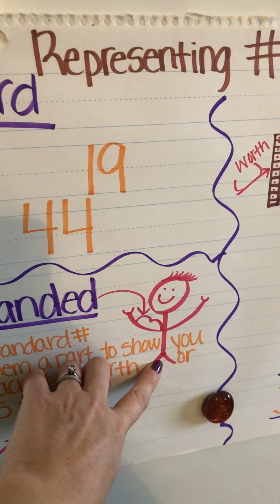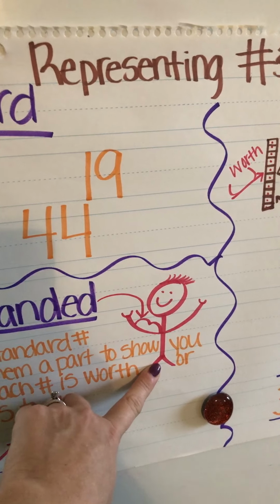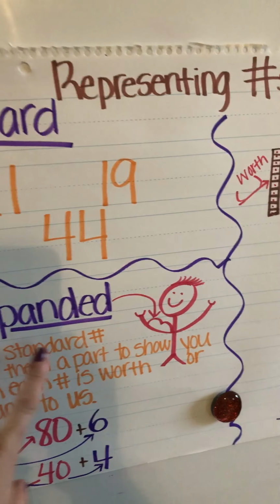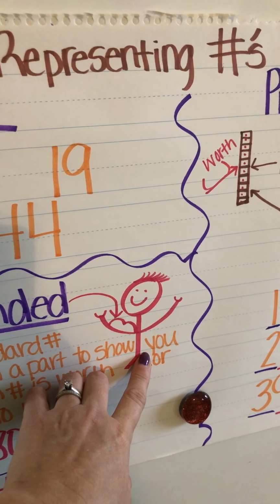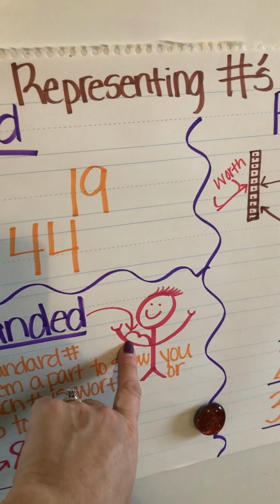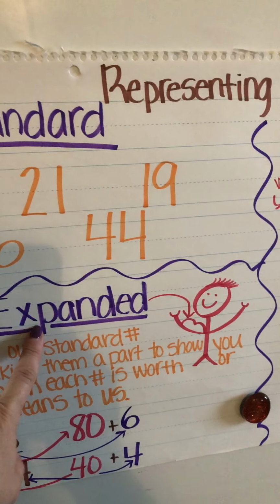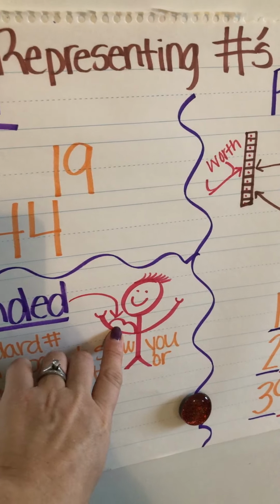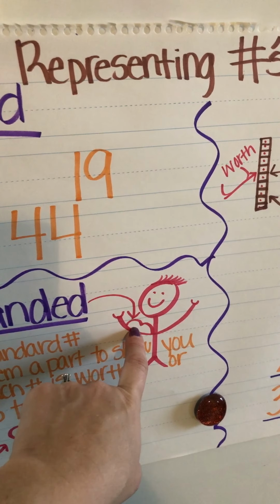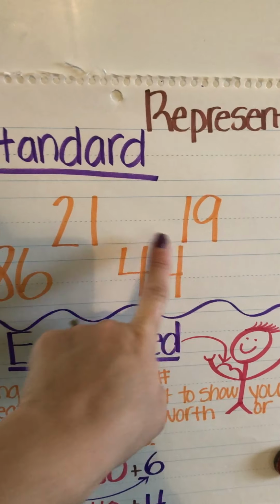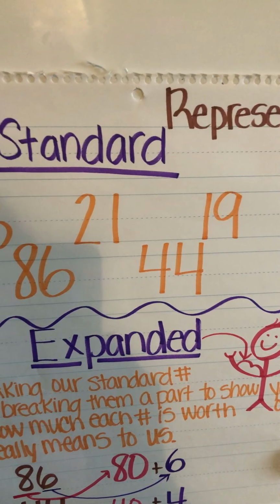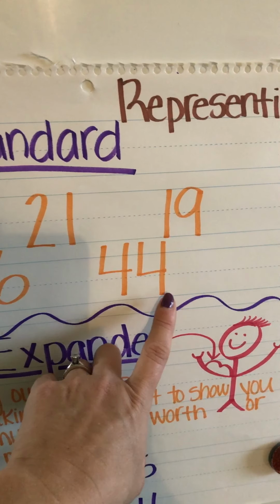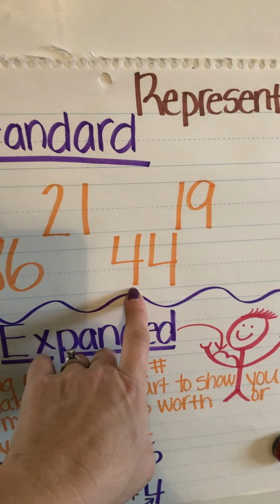Before spring break, I had tried to come up with something cute for the kids to remember what expanded meant. And we drew a picture of our little stick figure here with his muscles growing. So expanded means to make bigger, right? So one arm is getting bigger because when we're looking at two-digit numbers, one of them is going to get bigger, the other one is not, because we have our ones place and our tens place, okay?